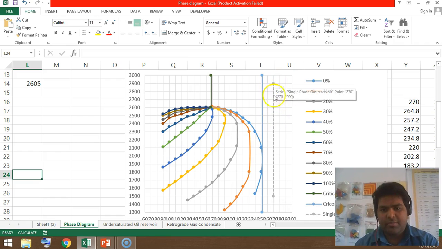So this is the path along which the single phase gas reservoir gas would travel at reservoir conditions. During the entire production period, the reservoir fluid pressure and temperature never crosses the two-phase envelope. So the reservoir fluid will remain single phase gas for the whole time. It will never have any liquid content.